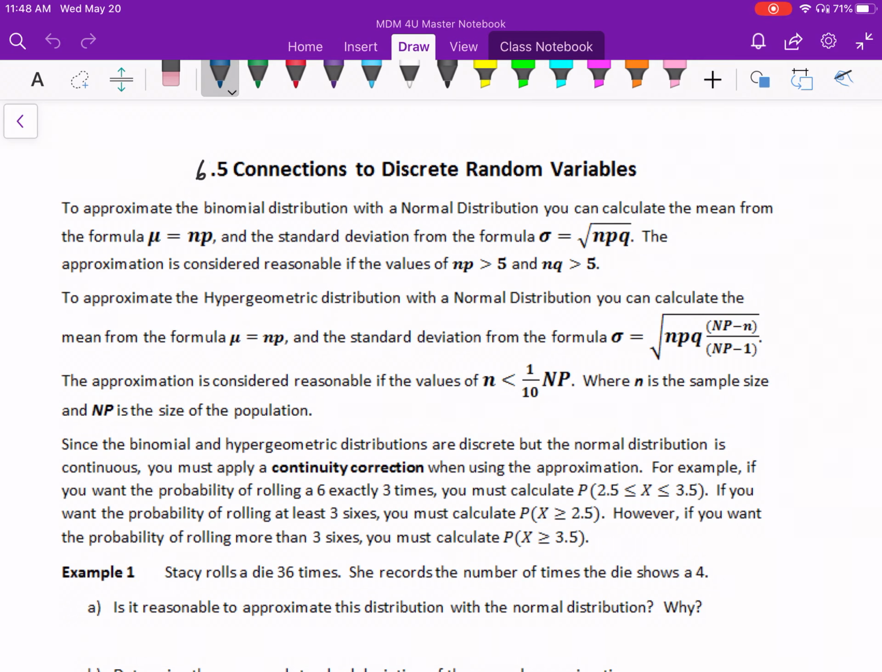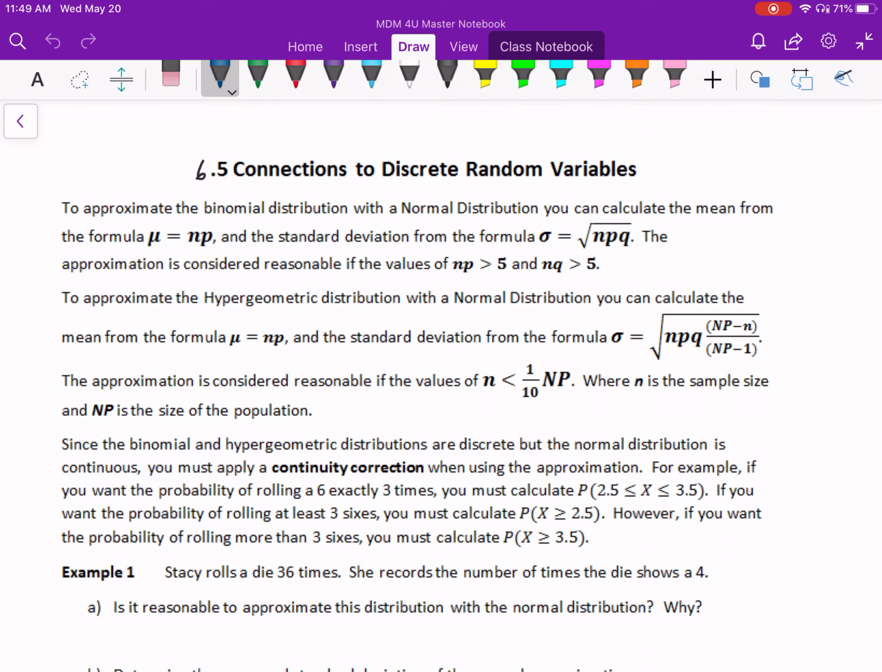This is the last lesson in Unit 6 to do with z-scores and normal distribution. In this lesson, we're going to look at how we can actually use z-scores and the normal distribution to help us answer problems to do with discrete random variables.